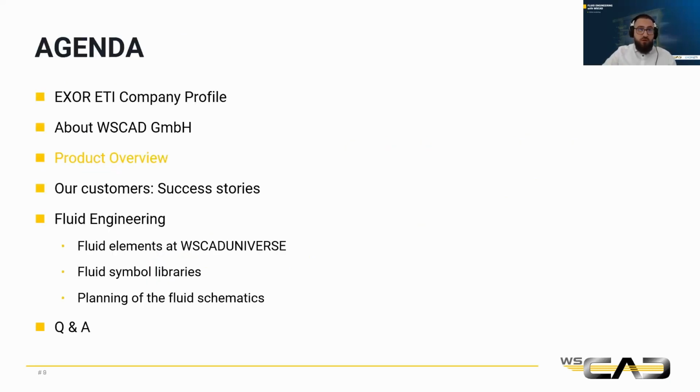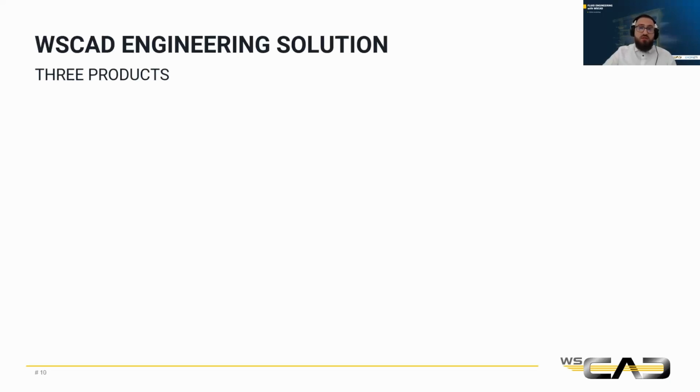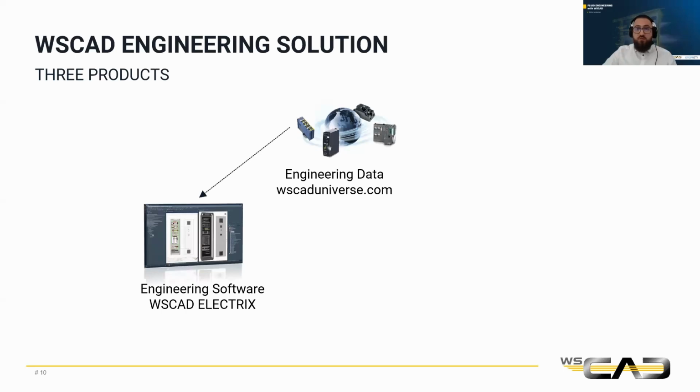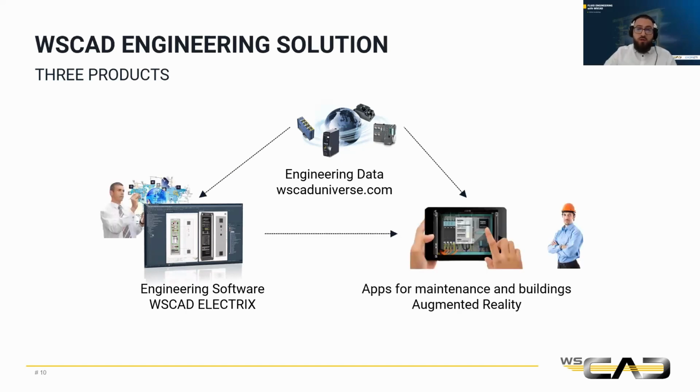Now we'll go with the product overview. This solution consists of 3 components. The first one, and the most important one, is the software itself, WSCAD Electrics. It is the up-to-date version of the software. The second component is WSCAD UNIVERSE, the engineering data and part database that has over 1.4 million parts from over 386 manufacturers. And the last component is our augmented reality apps, which we'll go over briefly later on.